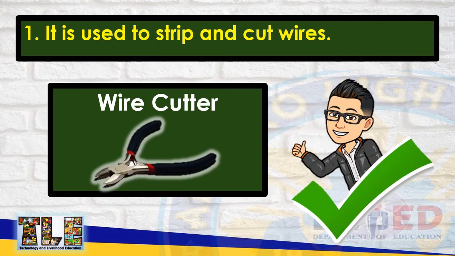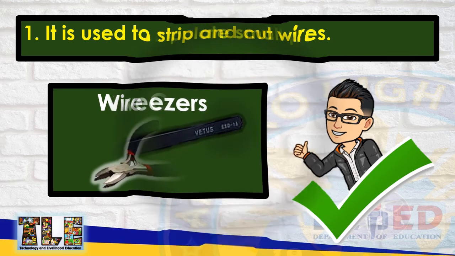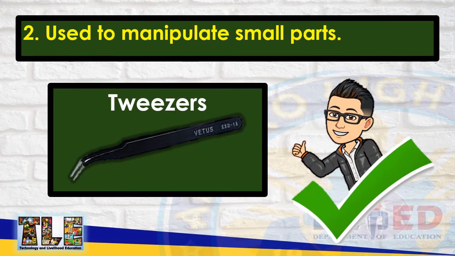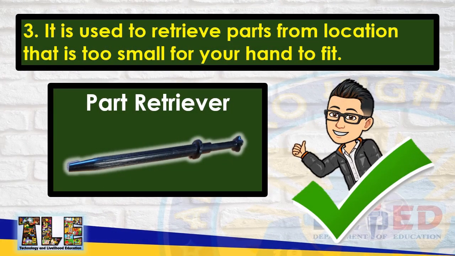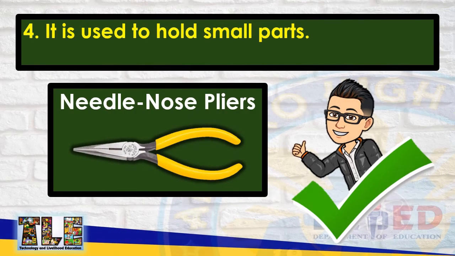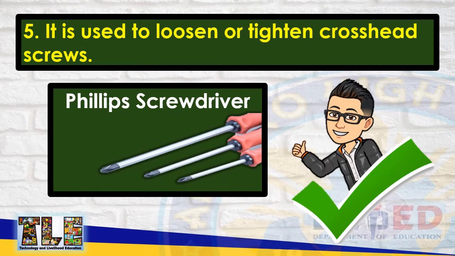Okay, for number 1, we have wire cutter. Number 2, we have tweezers. Number 3, we have part retriever. Number 4, we have needle nose pliers. And for number 5, we have Phillips screwdriver.